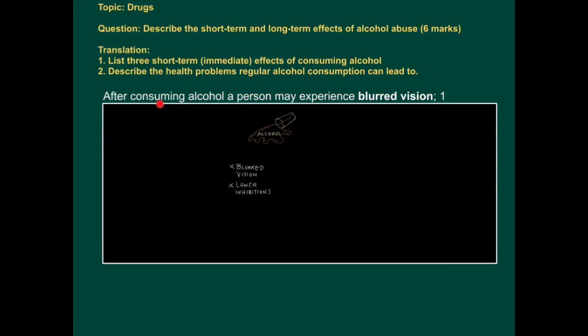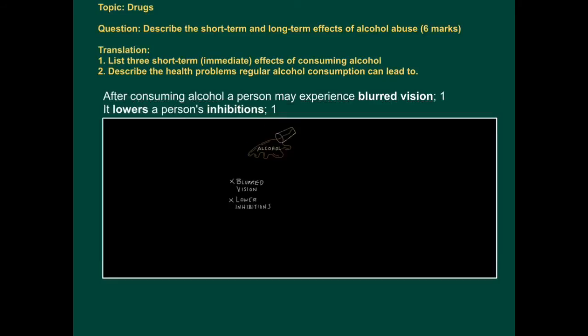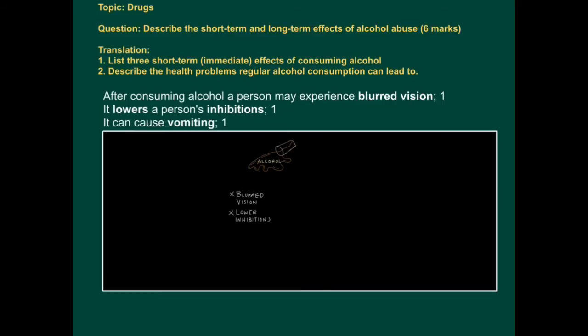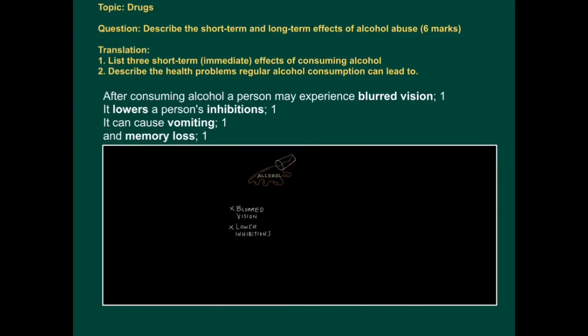So firstly, after consuming alcohol, a person may experience blurred vision. It's just a matter of memorizing the effects. Secondly, it lowers a person's inhibitions. In other words, it gives them a false sense of confidence, so they may do things they would never do when sober. It can also cause vomiting, so those are 3 short-term effects. You can add another, but you don't have to. It can cause memory loss.